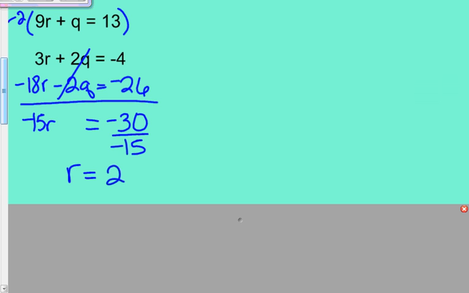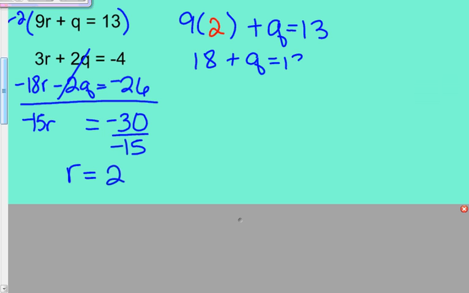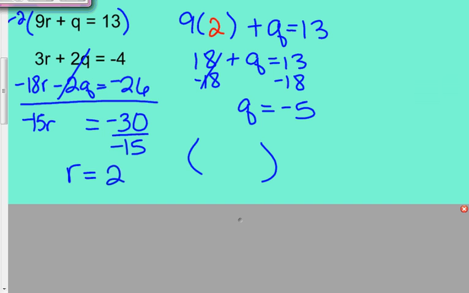Now we're going to plug that r into one of my original equations. I'll use the top one. 9 times r plus q equals 13. And of course, r is 2. 9 times 2 is 18 plus q equals 13. Subtract our 18 away. And then we'll get q equals negative 5. So now our ordered pair is 2, negative 5.